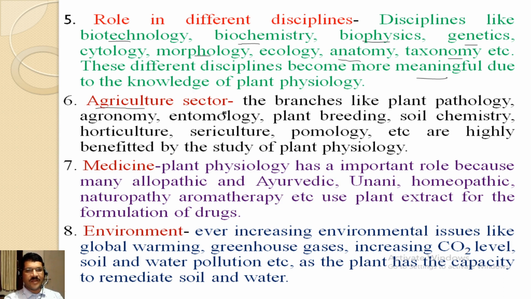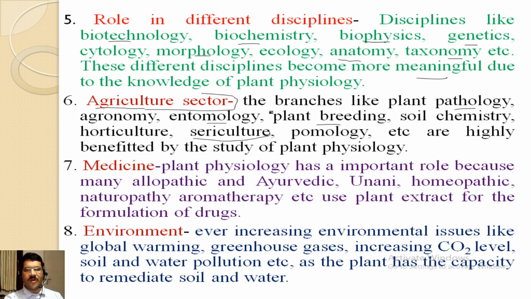Now the sixth point, it is related with the agriculture sector. Physiology is very important in the field of agriculture, because there are different branches of agriculture including pathology, agronomy, entomology, plant breeding, soil chemistry, horticulture, sericulture, pomology, etc. For better understanding of all these branches, we must have the knowledge of physiology.